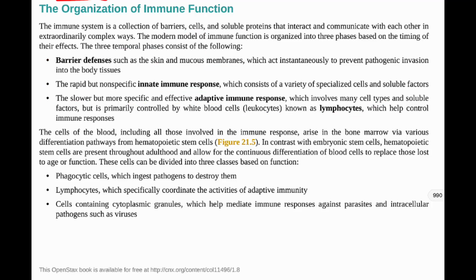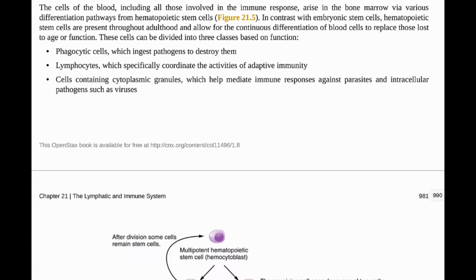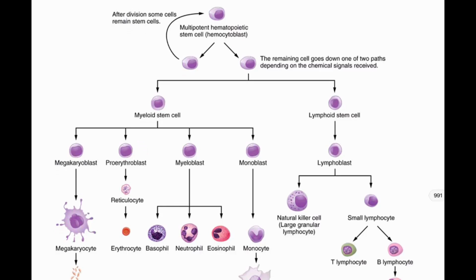So there are a variety of blood cells in the immune response. We're going to take a look at some phagocytic cells which ingest pathogens, our macrophages, our lymphocytes, which are specific and they coordinate activities in the adaptive immunity, and then cells containing cytoplasmic granules, which help mediate immune responses against parasites and other intracellular pathogens, including viruses, so things that get into our cells. So let's take a closer look at a couple of these, and then we'll get into more detail in a future chapter.